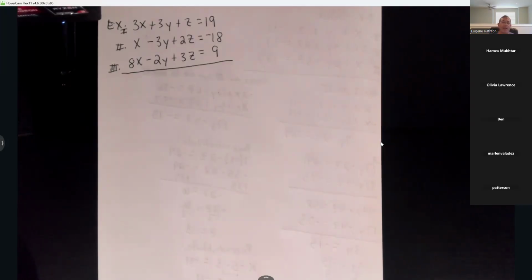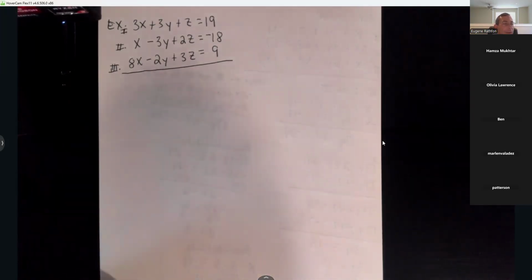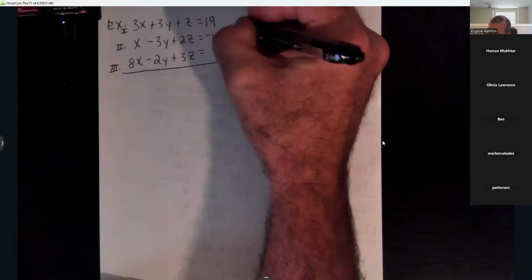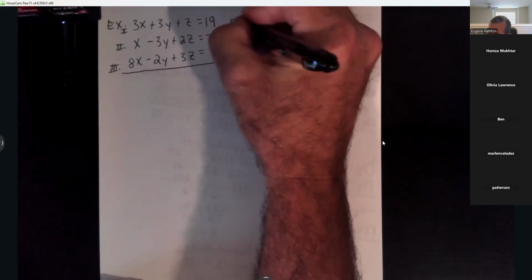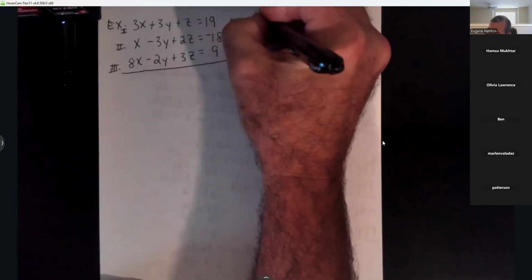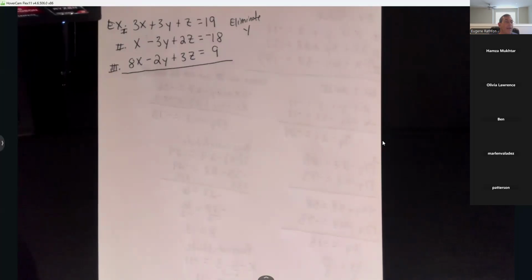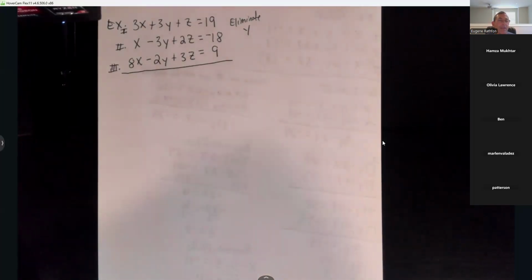So here's the thing on this one. Pick me a variable to eliminate. And I'll go with whatever the majority says. Do y'all want to eliminate the x, the y, or the z? Alrighty, so I'm going to eliminate the y first. And then y'all, I'll do the calculator right after this, okay?